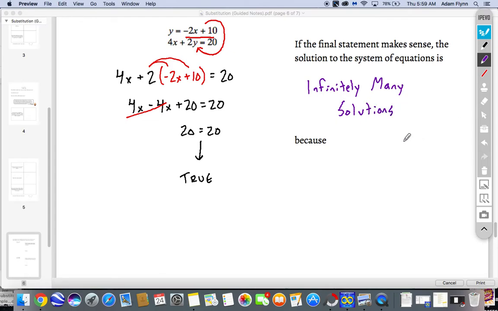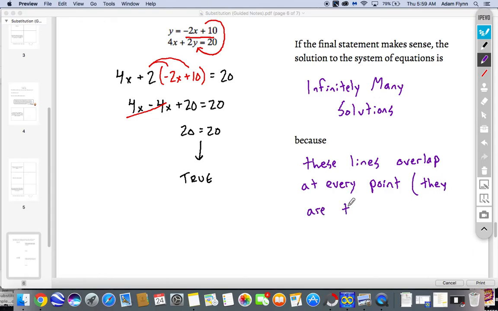Okay, and it's infinitely many solutions because these lines overlap at every point. Okay, and when two lines overlap at every point, that means they are the same line.